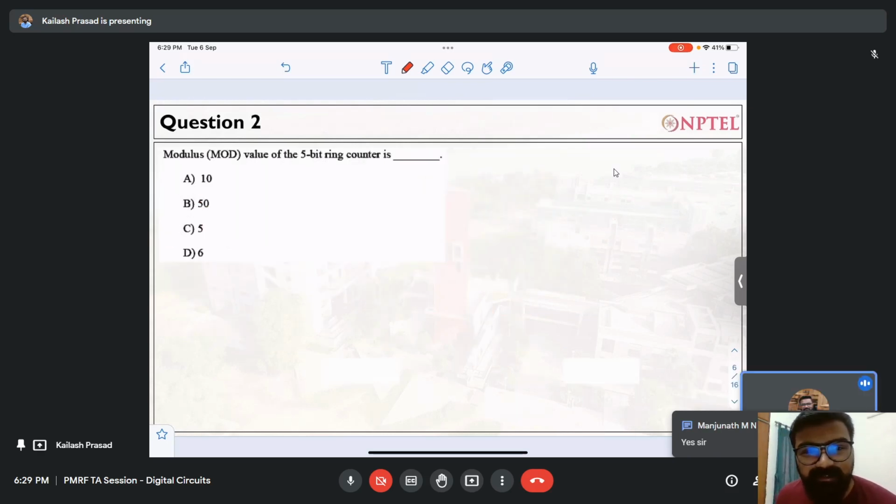Very simple question. I have a 5-bit counter, and what will be the modulus value of a 5-bit counter? That's the question. What will be the modulus value of the 5-bit counter? It's a 5-bit ring counter. Please note that.